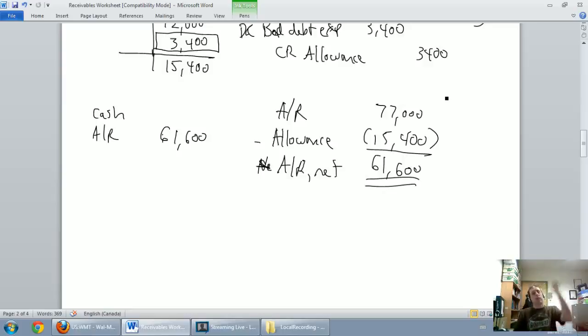So now we've looked at the income statement method and the balance sheet method. In our last video, and it's going to be a shorty, we're going to learn how to write off accounts receivable.